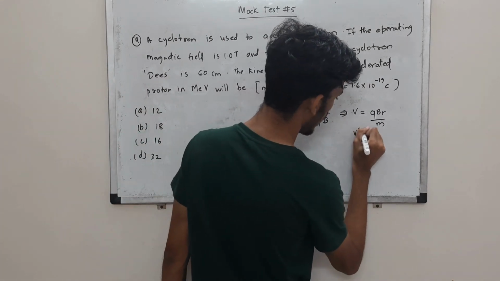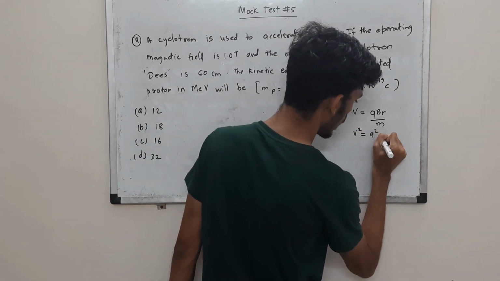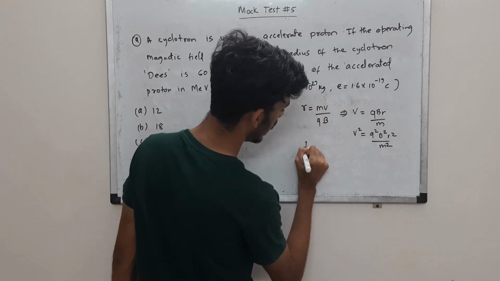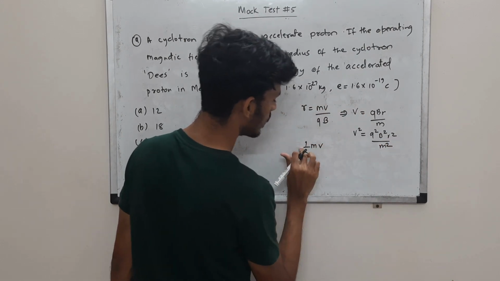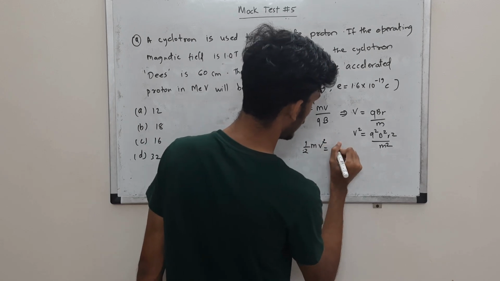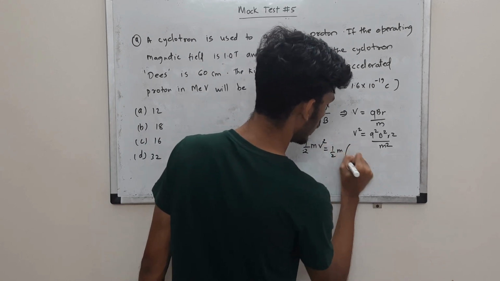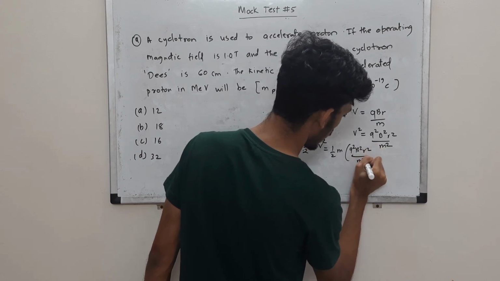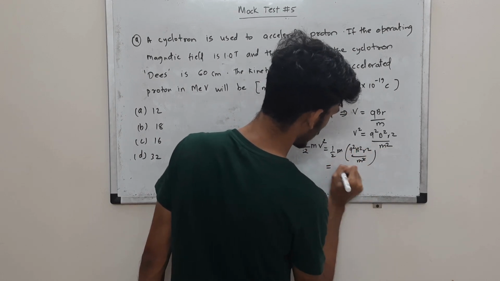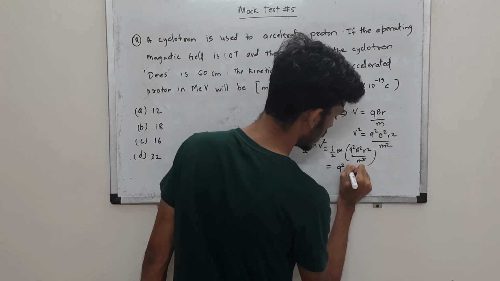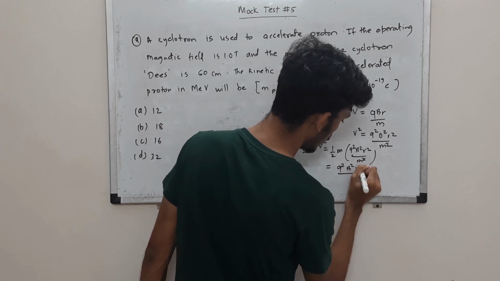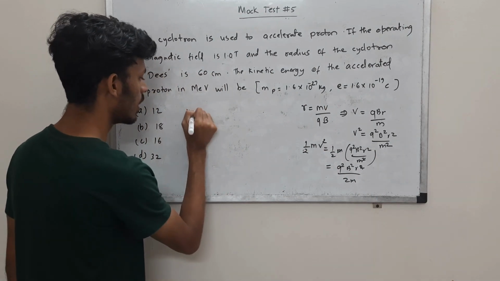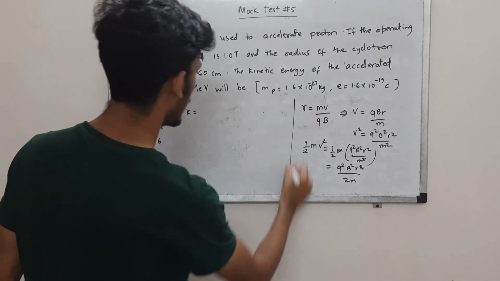So square it now. v square is q square B square r square by m square. Now multiply it by half m, make it kinetic energy, right? So half m into q square B square r square by m square. m and m will get cancelled, so we have q square B square r square by 2m. So this is the kinetic energy. So we can substitute the values and find this out now.